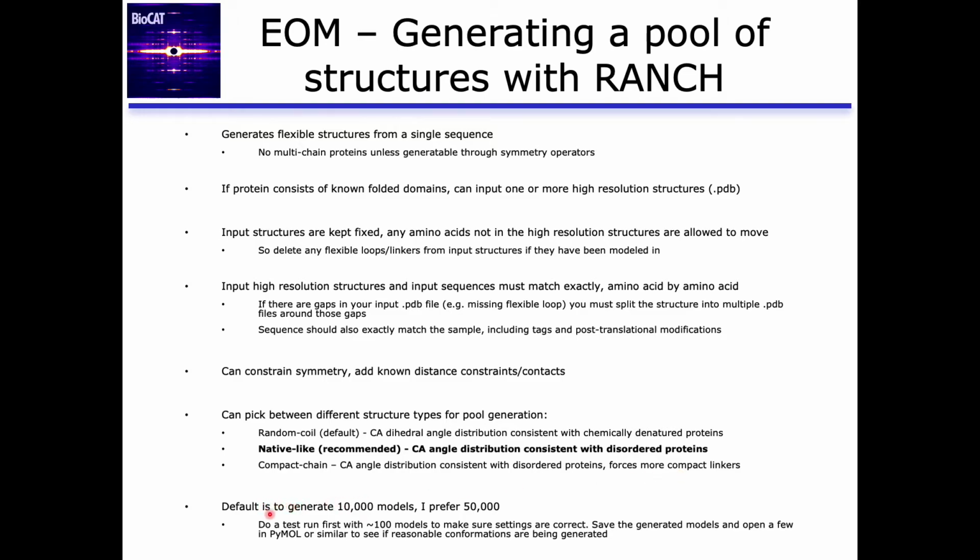Finally, the default is to generate about 10,000 models. I prefer to generate about 50,000. But first I do a test run with about 100 models to make sure the settings are correct. You want to save the generated models in this test run, open a few of them in PyMol or whatever you use, and make sure that you're generating reasonable conformations, that everything that's flexible is moving, everything that should be rigid and fixed isn't, and that these things aren't running away. Otherwise, you can waste a lot of time generating all these models and not getting good results.